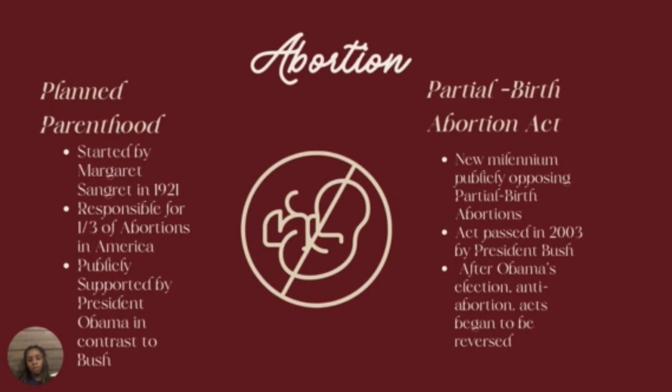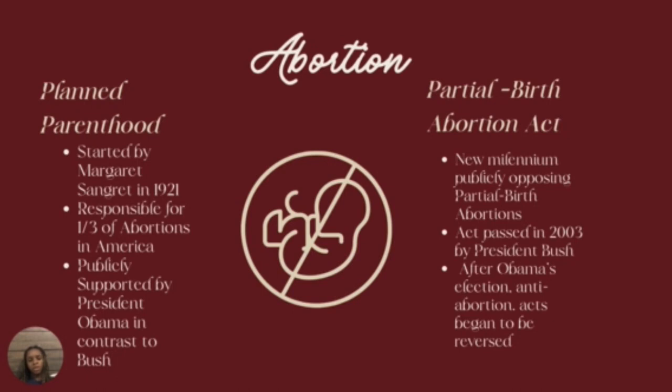Another way that birth control was becoming more prevalent was through a company called Planned Parenthood. This company was started by Margaret Sanger in 1921. She started it as a way to reduce the number of people that she viewed as inferior to her. The way she tried to do this was by advocating birth control to them to reduce the number of children that they had. Today, it has grown into a reproductive healthcare company, and it's responsible for a third of abortions that occur in America today, which is 20 million of the 60 million abortions that have occurred since Roe v. Wade.